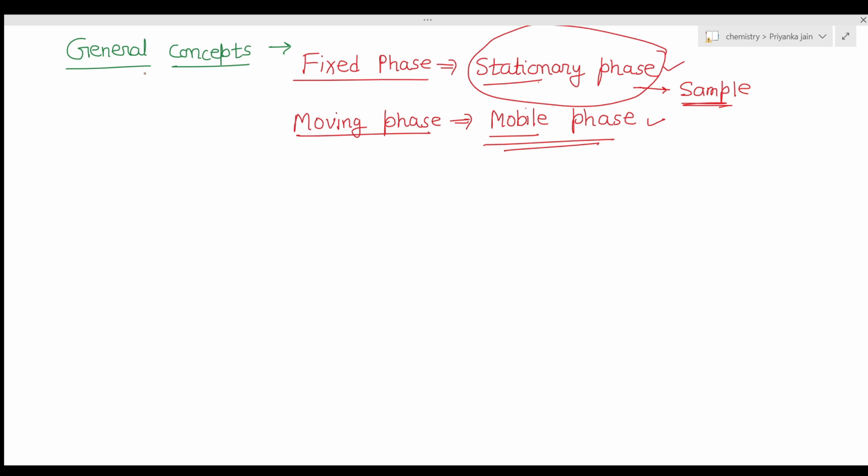Suppose any sample component is strongly held by the stationary phase, then it will remain in the stationary phase, and if it is more strongly bound by the mobile phase, then it will go with the mobile phase. Different types of sample components will have different affinity for the stationary phase and for the mobile phase. So there will be separation of the components. This is the whole principle of chromatographic techniques.